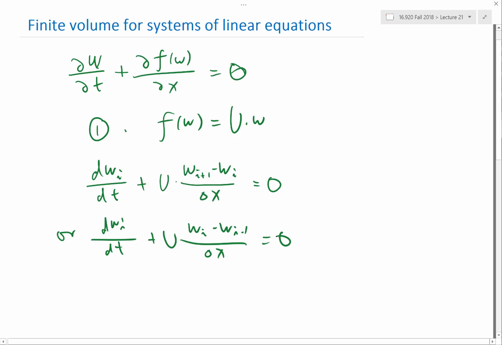And this choice is dependent on what? Dependent on whether u is positive or negative, right? So this is upwinding towards the right, which means the wave has to be coming from the right, and that's the case when u is less than 0, and upwinding towards the left happens when u is greater than 0, right?